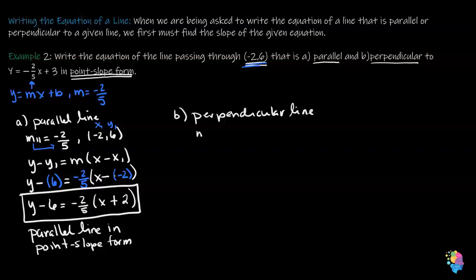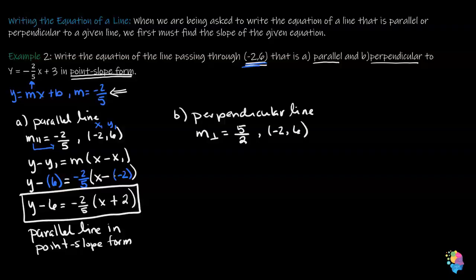Remember, the slope of the given line was -2/5. That means that the slope of the perpendicular line will have to be opposite in sign and reciprocal. So since the given line is negative, the perpendicular will be positive. And since the given line is 2/5, the perpendicular will be 5/2. We still keep the same point, -2 and 6.